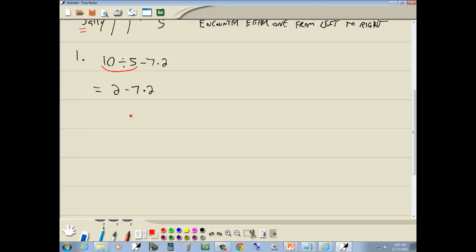I'm still on the my dear part, multiplication and division. There's another one, here's a multiplication. So we have 2 minus 7 times 2, which is 14. Aunt Sally, addition and subtraction. Well, we can combine these two together. 2 minus 14 gives us negative 12. And that's our answer.